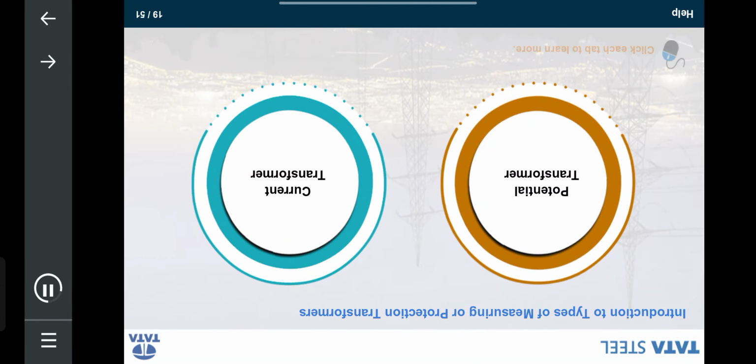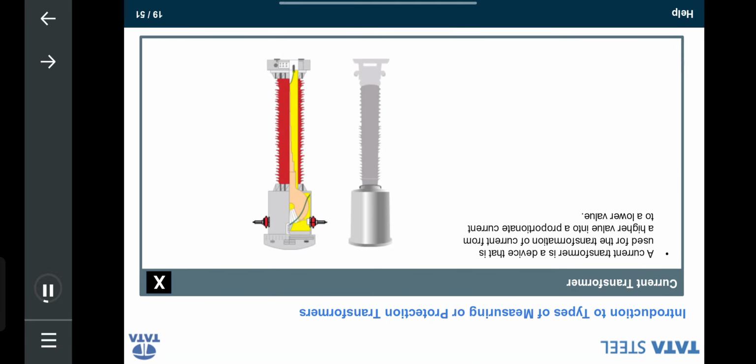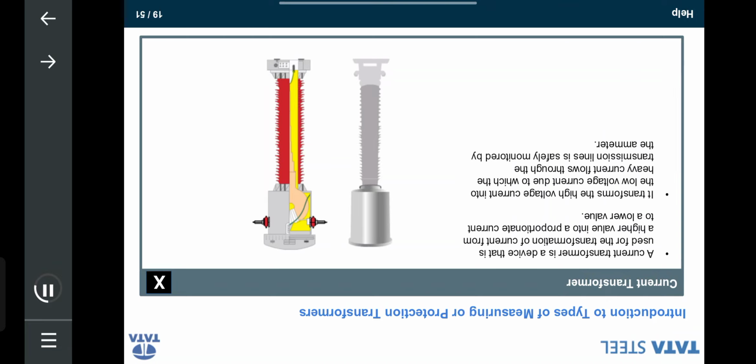Click on each tab to know more. Current transformer. A current transformer is a device that is used for the transformation of current from a higher value into a proportionate current of a lower value. It transforms the high voltage current into low voltage current, due to which the heavy current flowing through the transmission lines is safely monitored by the meter.